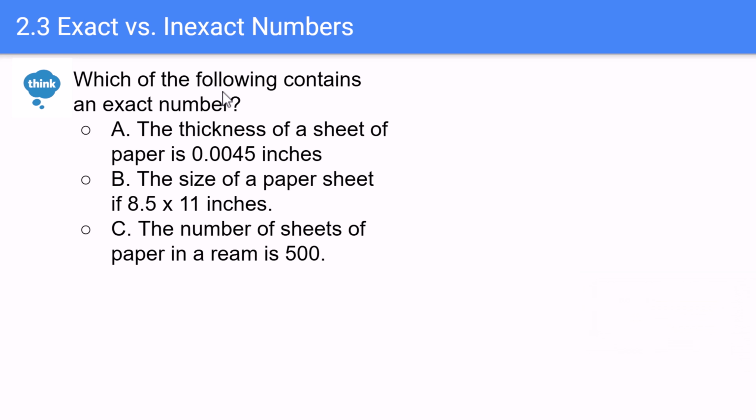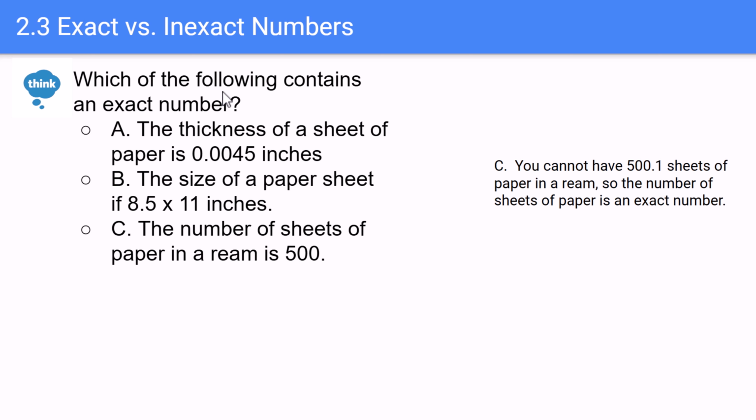All right, so hopefully you figured out that answer choice A, thickness of a sheet of paper, is something that is measured. You would measure that with a ruler, a very, very tiny ruler, but you'd still measure it. The size of a paper sheet is 8.5 by 11. You'd measure that as well, but the number of sheets of paper in a ream is 500. You can't have 500.1 or 499.5 sheets. So the number of sheets of paper is considered the exact number here.